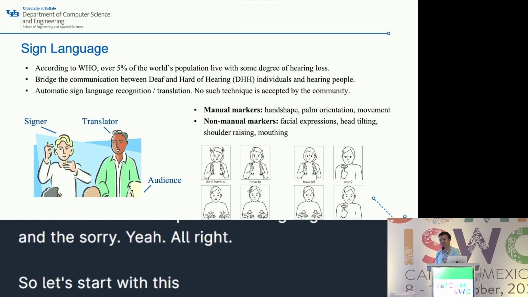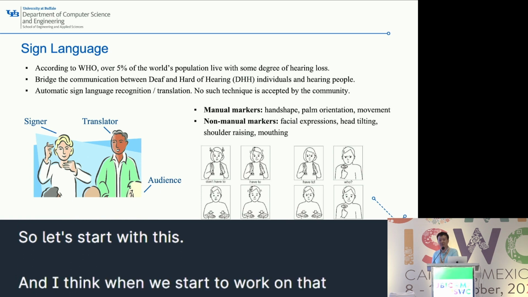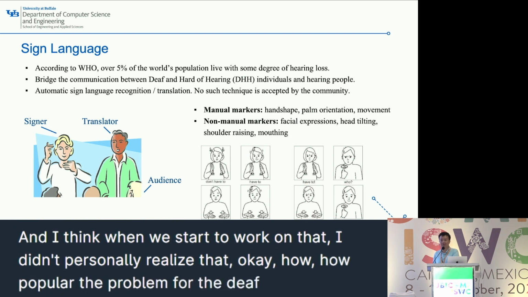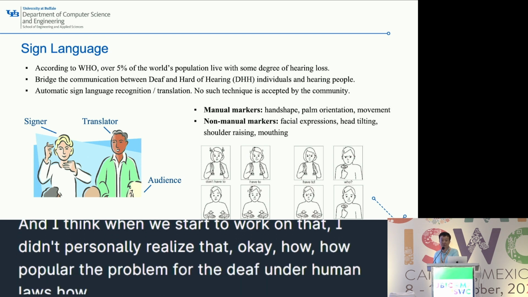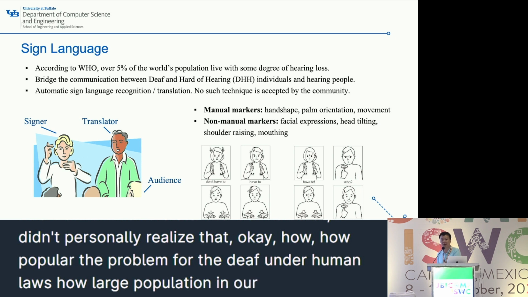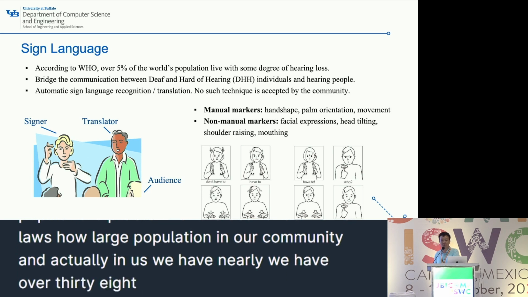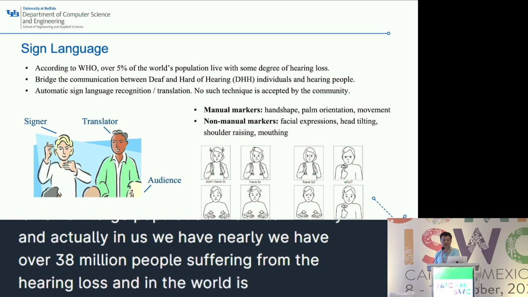When we started to work on this, I personally didn't realize how prevalent the problem of deafness and hearing loss is, and how large the population in our community is. In the U.S. we have over 38 million people suffering from hearing loss, and in the world it is almost 1 out of 5. So this is a big problem.